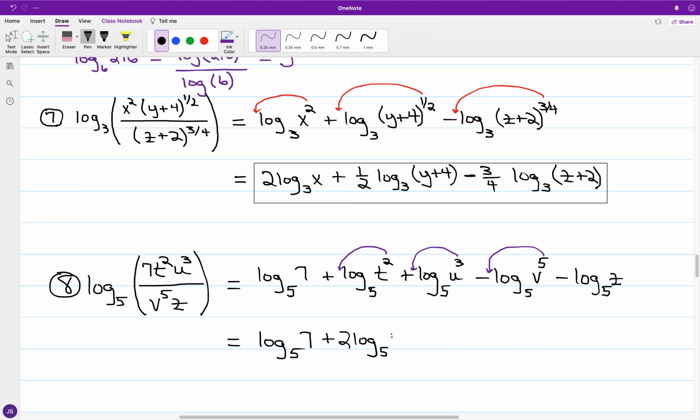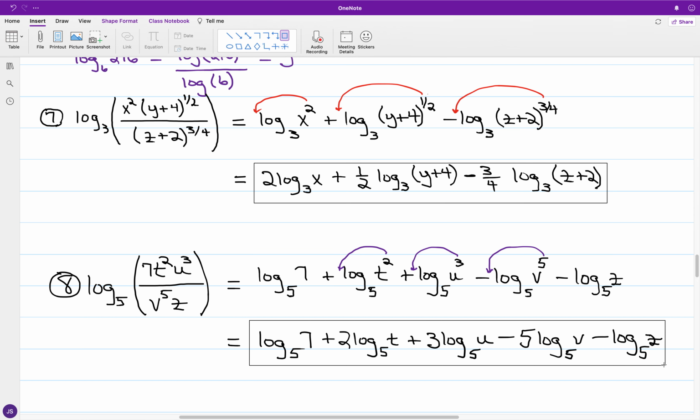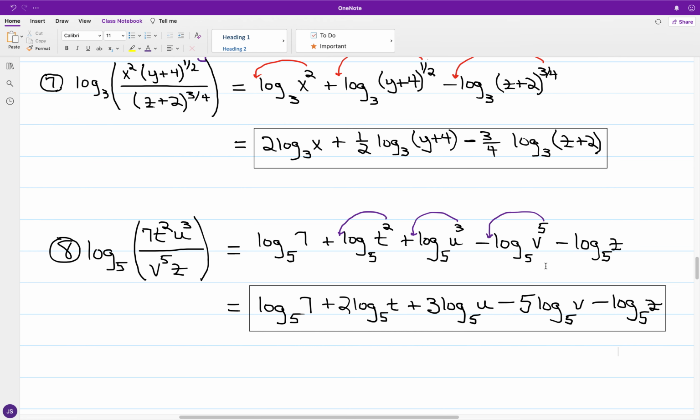and we have plus 3 times the base 5 logarithm of u. And we have minus 5 times the base 5 logarithm of v. And we have minus the base 5 logarithm of z. All right, so this is what we have here.